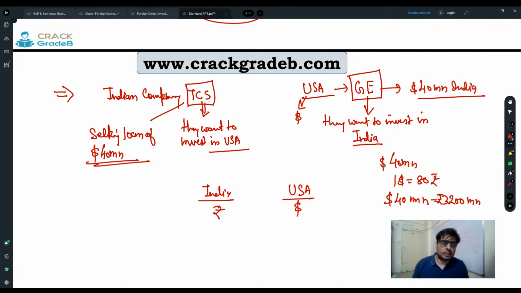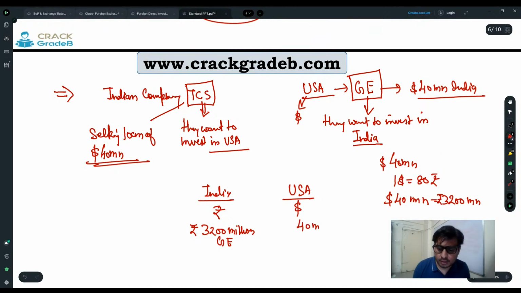3,200 million rupees. So 3,200 million rupees. GE wants to invest in India. At the same time, $40 million, TCS wants to invest in USA. Right. So when GE wants to invest in India, TCS wants to invest in USA. So both companies are interested to invest.